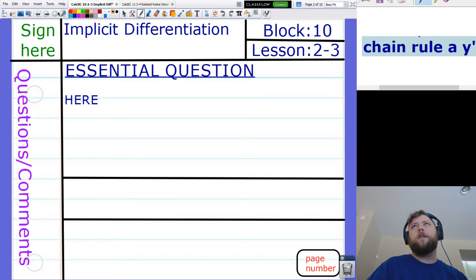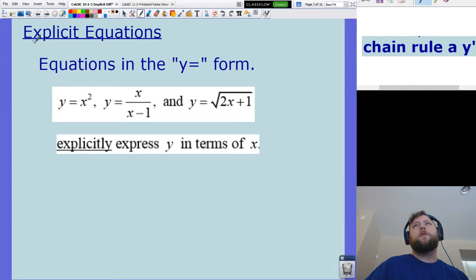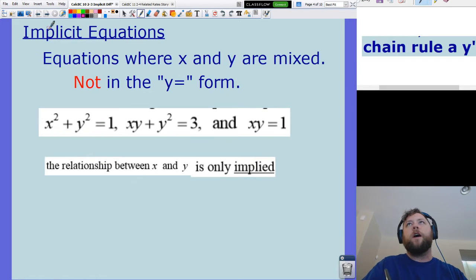Let's begin. Let's talk about explicit equations. Explicit equations are equations that are in the y equals form, or f of x equals. Like y equals x squared. Explicit means you're explicitly saying y equals something in terms of x. So it's very explicit in what y equals.